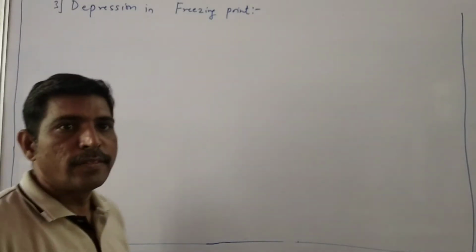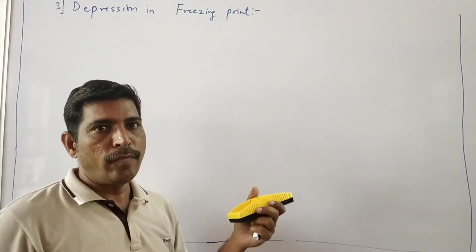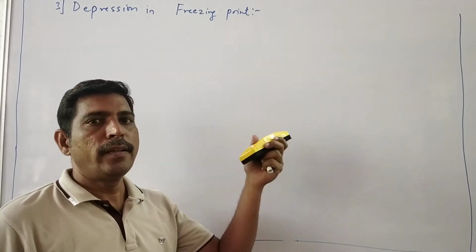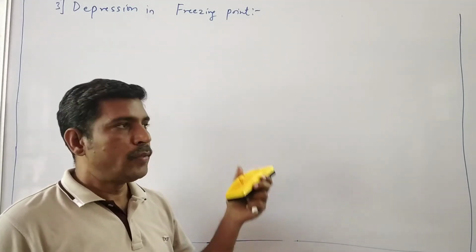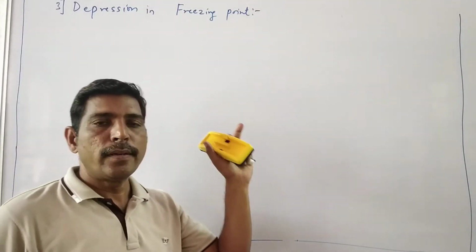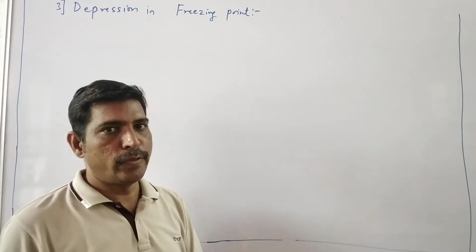Hello students, so we are dealing with the depression in freezing point. With the help of a graph, similar to the graph we already drew for elevation of boiling point, we can understand easily how the freezing point of a solution will be different from the freezing point of the pure solvent.